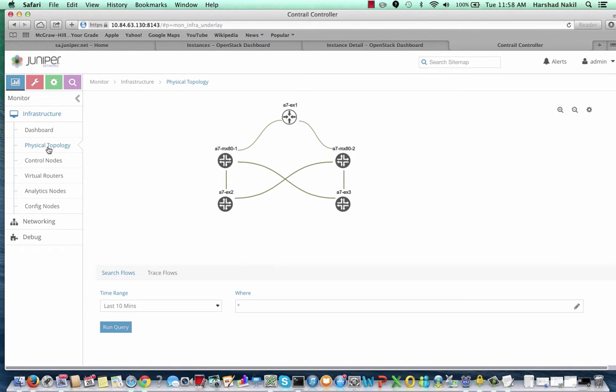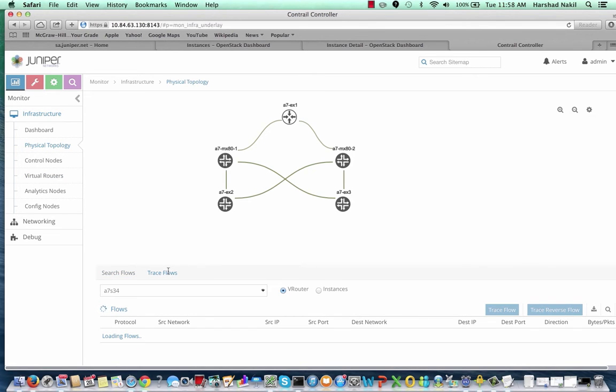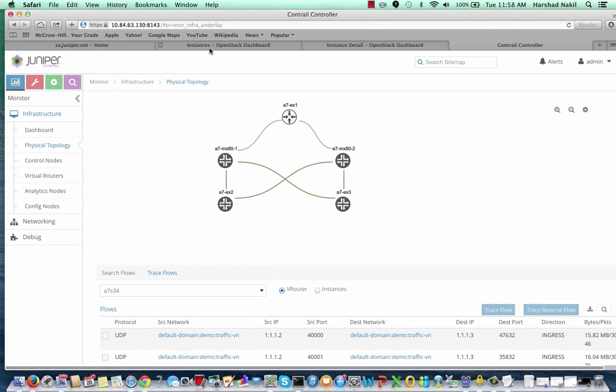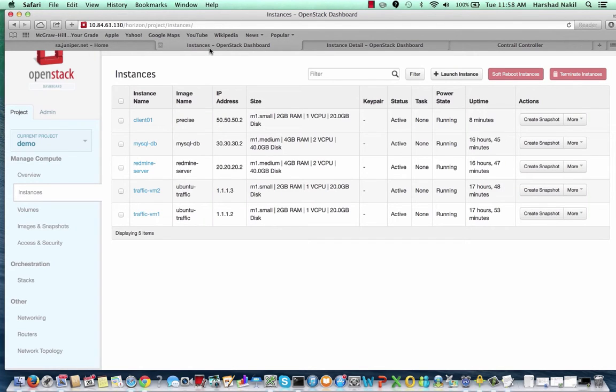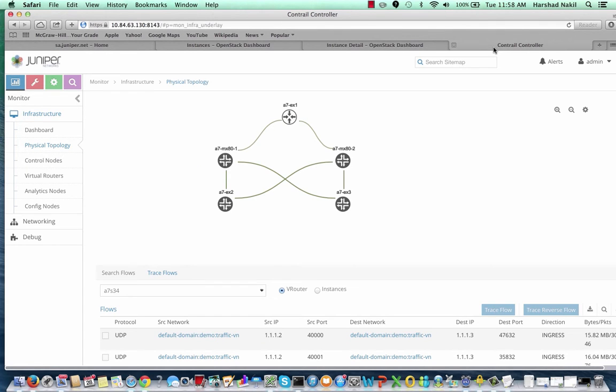One of the features offered is to look at the overlay flows that exist on the network via an active tracing mechanism. So let's go and look at the flows we have. Now we can see the flows based off of any vRouter in the system or any VM in the system. Before we do that, let's look at the application that runs on this system. We have a Redmine server here talking to a MySQL database in the backend, and the server is being accessed by a client.